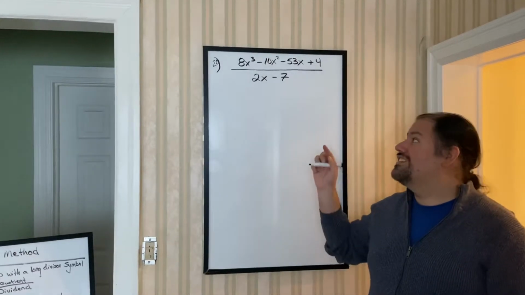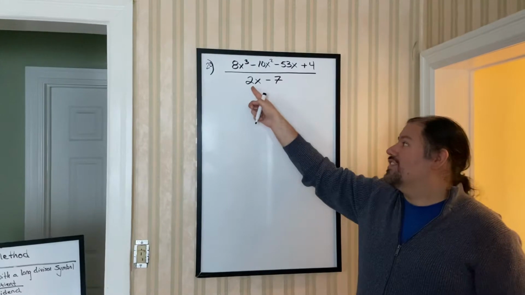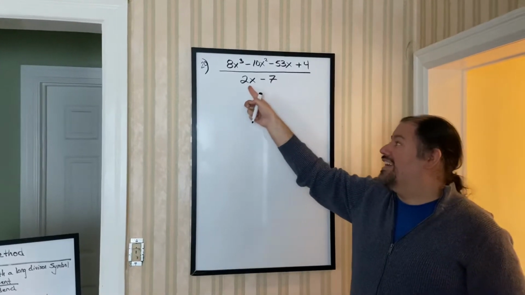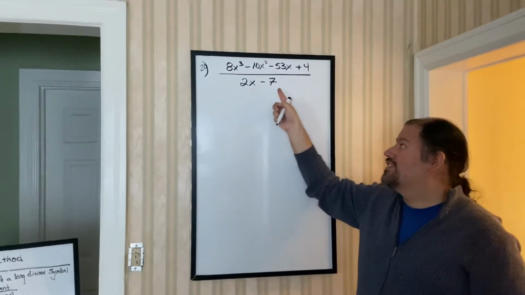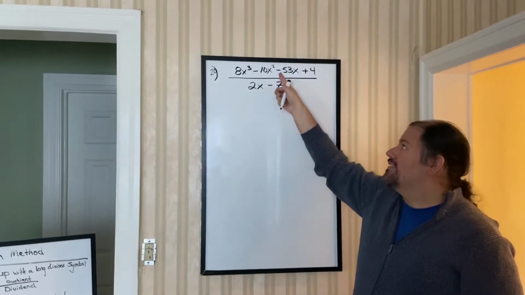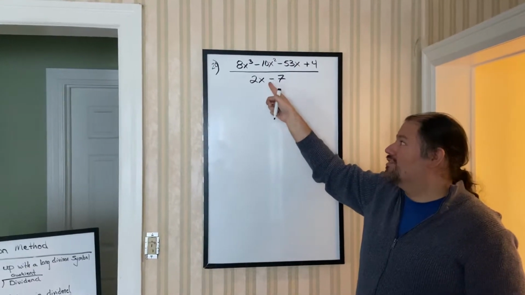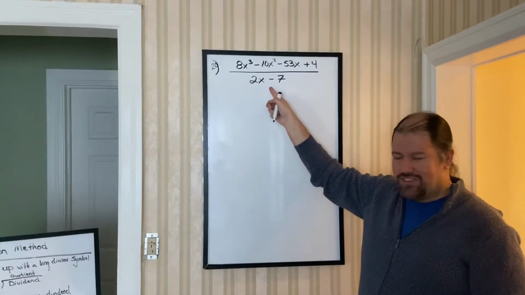So here I have another long division problem. We can tell it's a long division problem because notice it has two terms. Your divisor is a binomial. So anytime that you have a polynomial divided by a binomial or a trinomial, we must do long division.